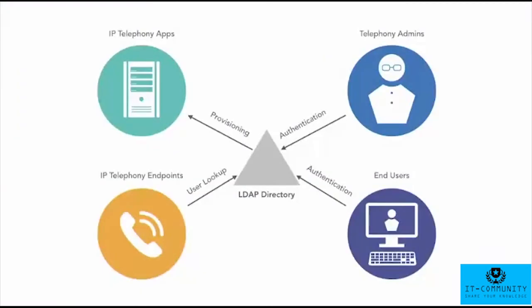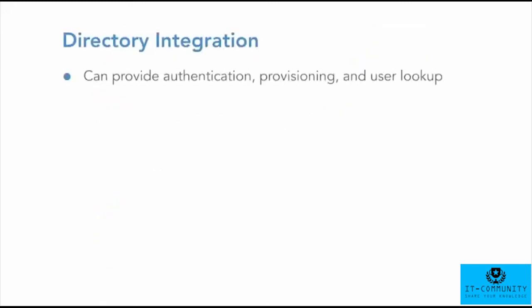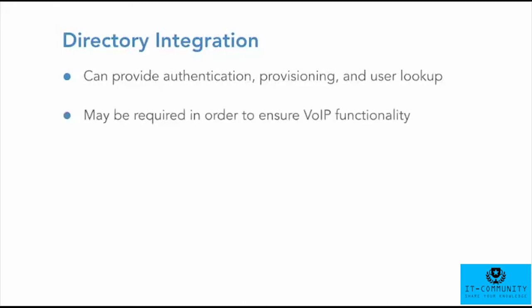Another task is to move and update user information from the corporate directory into the user database of voice and/or video applications so the apps have the latest information. End users and administrators will need to be authenticated to provide a single logon functionality so that they can interact with the various corporate applications. In general, directory integration on a corporate network can provide authentication, provisioning, and user lookup, and may be required in order to ensure VoIP functionality.